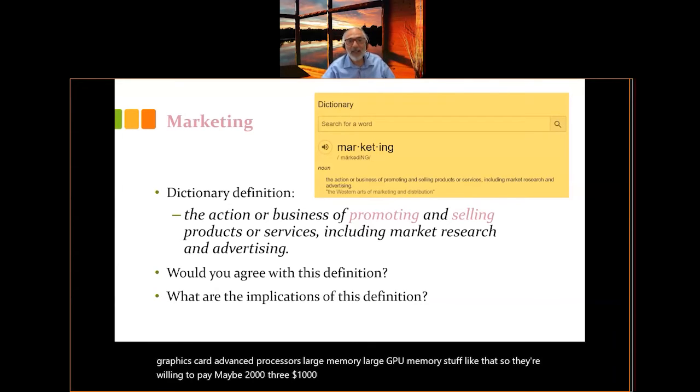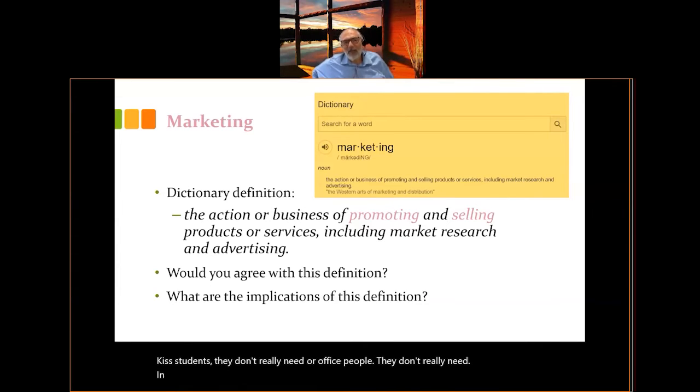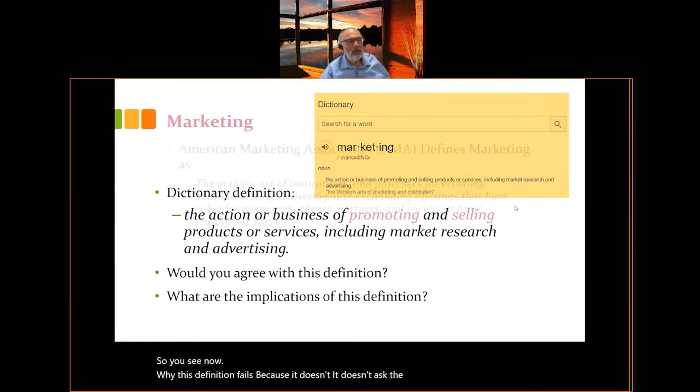Imagine if we go to a student and say, you have to pay $3,000 for your laptop. Oh, I can't do that. Because students, or office people, don't really need an advanced machine with advanced graphics, because they're only using it for Microsoft Office, Skype, Zoom, WebEx and things like that. They don't need those advanced GPU processors. So do you see now why this definition fails? Because it doesn't ask the first question, who.